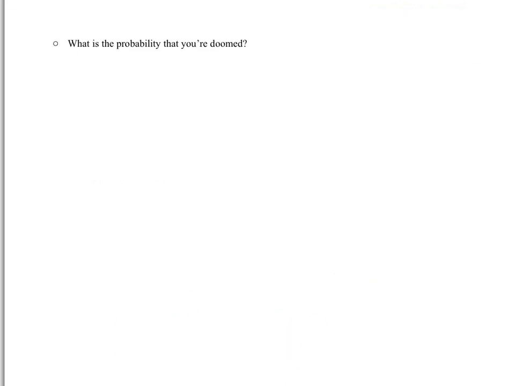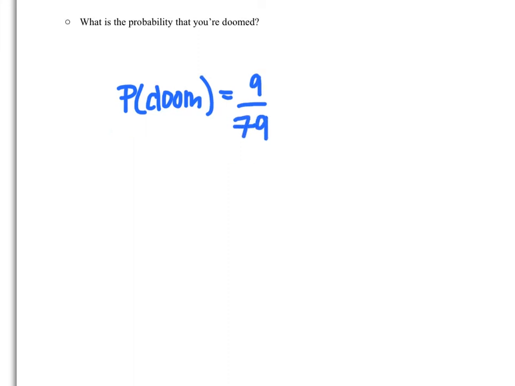But wait, Mr. Langford, how is that any different than the probability that you're doomed? Well, probability is different because probability compares the number of cards that say I'm doomed to the number of cards in the entire deck. So here the probability of being doomed would be 9 over 79. Oh, okay, I get it.